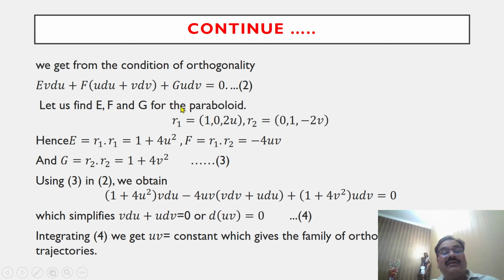Let us find E, F and G for the paraboloid. r1 is (1, 0, 2u) and r2 is (0, 1, -2v). Then we have E = 1 + 4u squared, F = -4uv and G = 1 + 4v squared. Using this in equation 2, we obtain (1 + 4u squared) v du - 4uv times u dv... which simplifies to v du + u dv = 0. It means d(uv) = 0. Integrating the above equation 4, we get uv = constant, which gives the family of orthogonal trajectories.